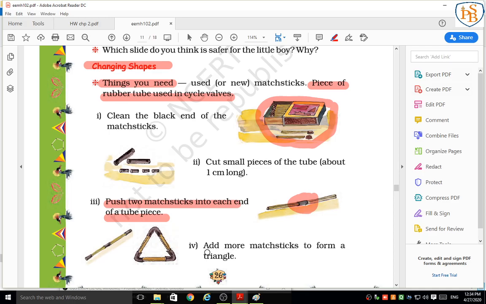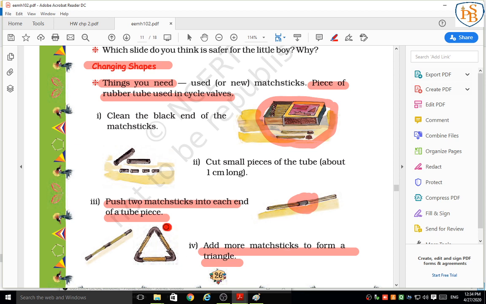Then add more matchsticks to form a triangle. Here 2 matchsticks we stick, correct? Then if you want to make 1 triangle, how many sticks do we want? Correct, 3 sticks, because a triangle has 3 sides. So take 1 more matchstick to form a triangle.